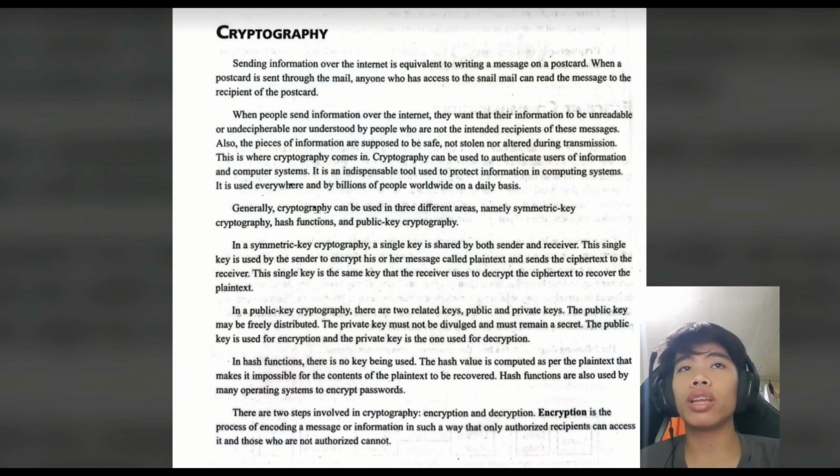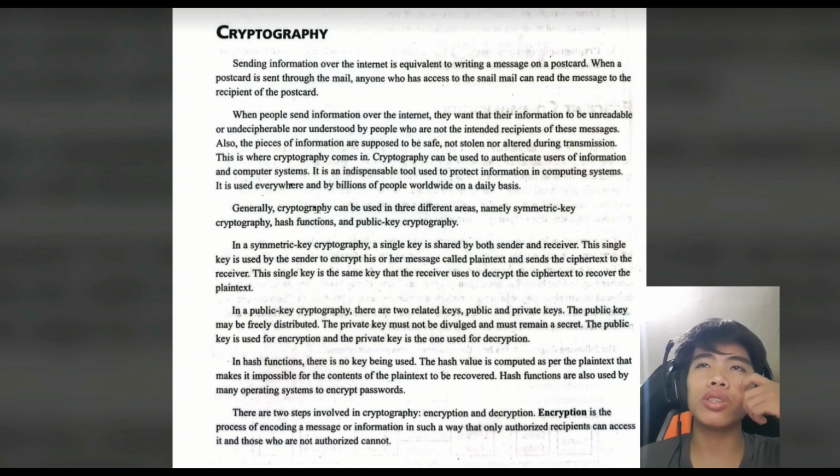Cryptography can be used to authenticate users of information and computer systems. It is an indispensable tool used to protect information in computing systems. It is used everywhere by billions of people worldwide on a daily basis. So, yung cryptography, ginagamit na siya noon pa man. So, hanggang ngayon, patuloy pa rin siyang ginagamit.